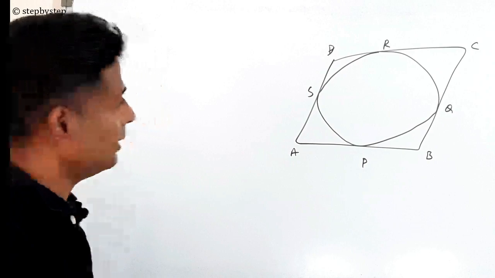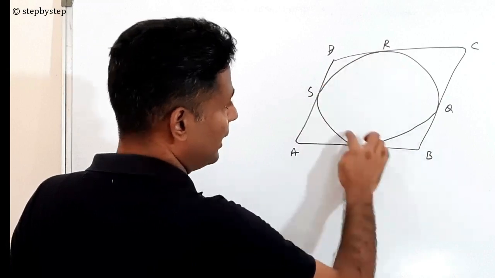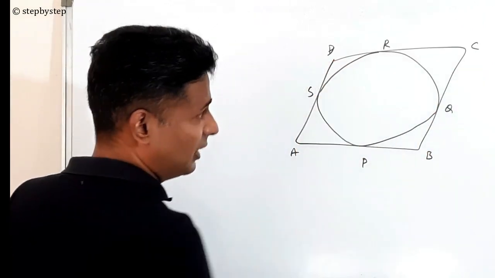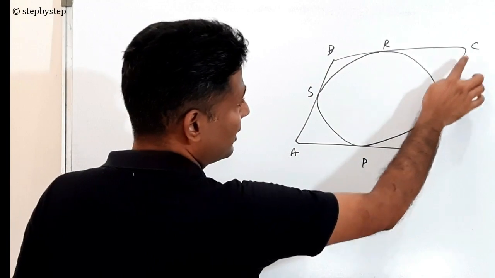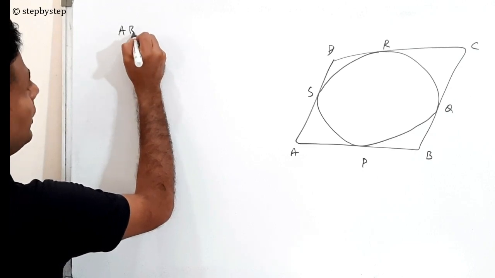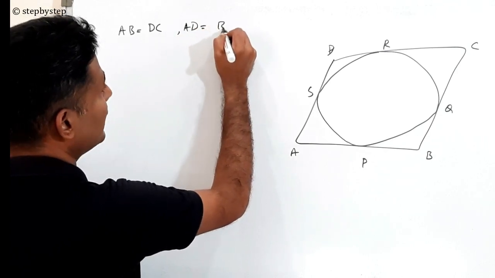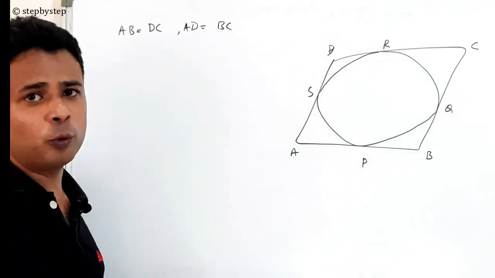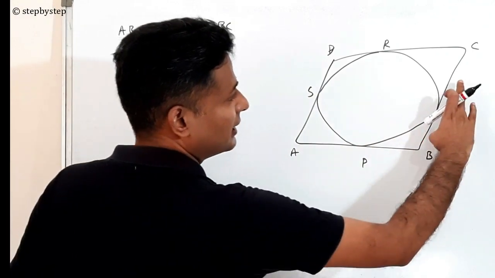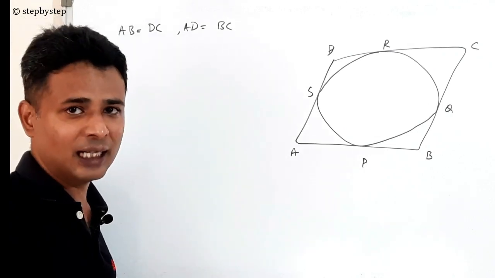Alright guys, now the next question. They have said prove that a parallelogram circumscribing a circle is a rhombus. Now they have already said this is a parallelogram, which means what? We have AB equal to DC and we have AD equal to BC. Opposite sides of a parallelogram are equal. How do we prove it's a rhombus? All four sides should be equal, which means if we show any two adjacent sides are equal, we'll get all four sides are equal.